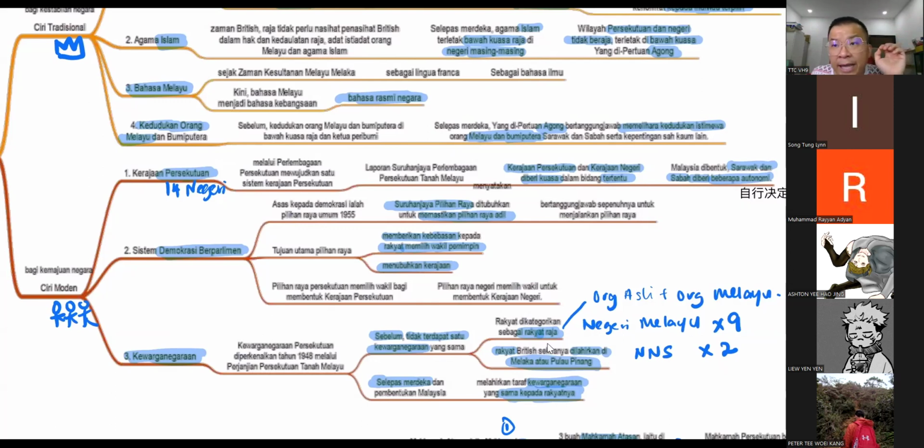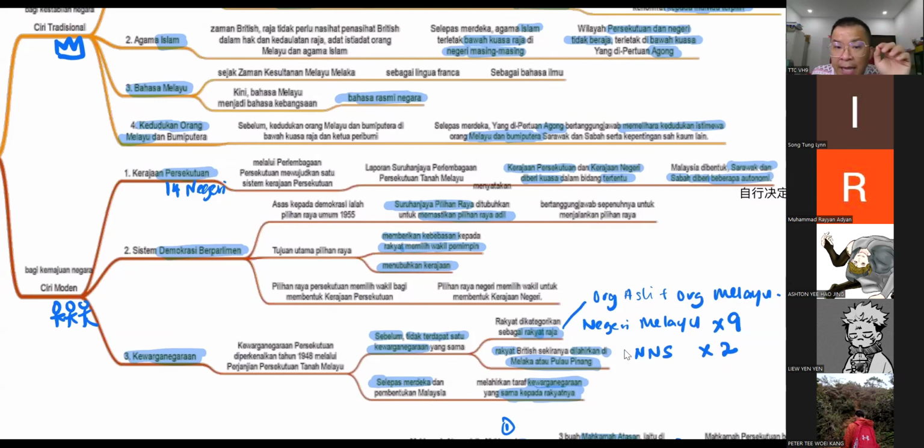The non-Malay, they are considered pendatang. They are not considered as Rakyat. It's called Rakyat Raja. Rakyat Raja means the people who are bound to the king. So Orang Asli and Orang Melayu are bound to the king. That's why they get the citizenship. Indian and Chinese, basically they are pendatang. They are foreign workers. So they don't enjoy being citizens.